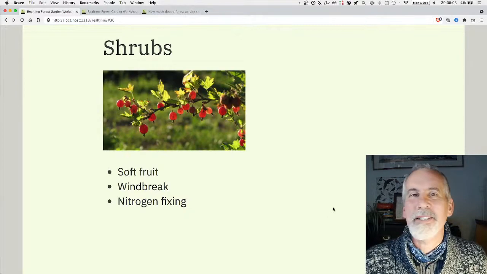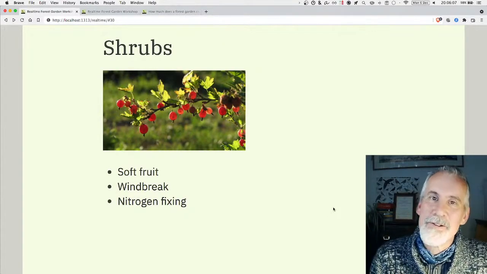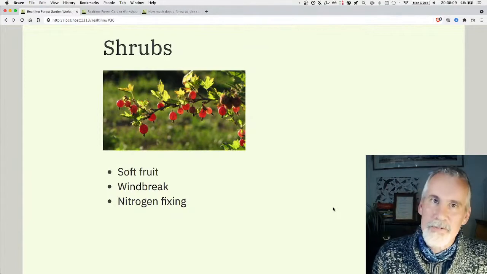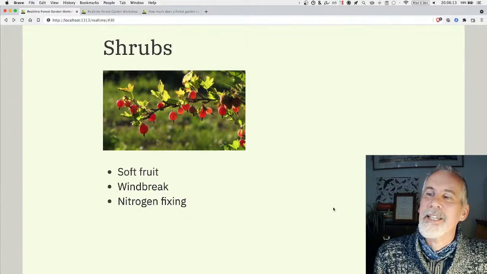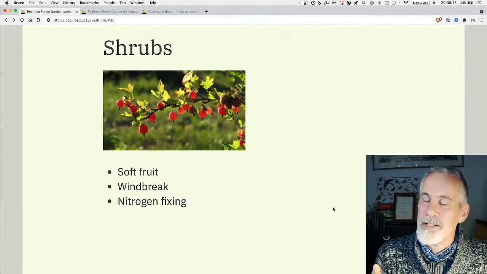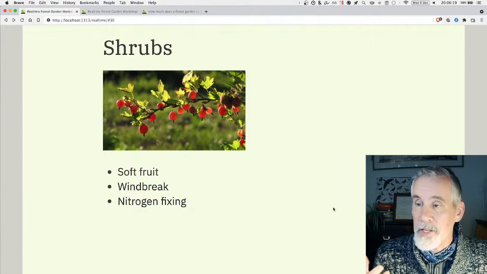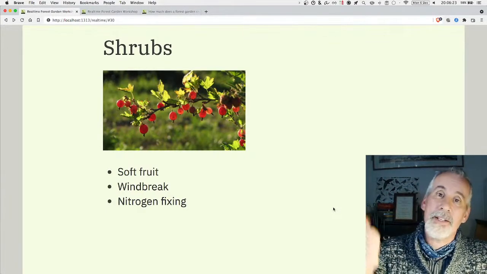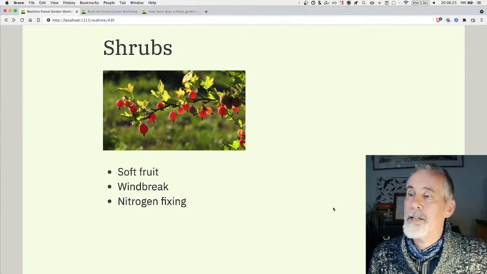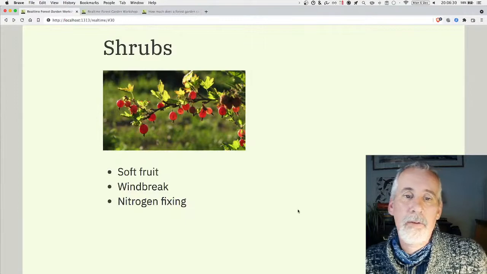Obviously there's thousands of different types of shrub, but basically shrubs for soft fruit, shrubs as a windbreak, and shrubs for nitrogen fixing. There's autumn olive, which does it all. It has soft fruit, it's a windbreak, and it does nitrogen fixing. And then sea buckthorn, which in the UK is a native, so sea buckthorn also has soft fruit, windbreak, nitrogen fixing, and is a native. So that's 4 out of 3. That's pretty amazing. But there are loads and loads of shrubs out there. I haven't got time to talk about them. I'm very sorry.